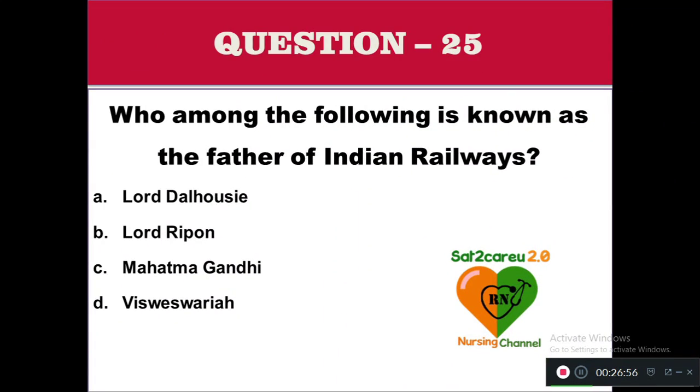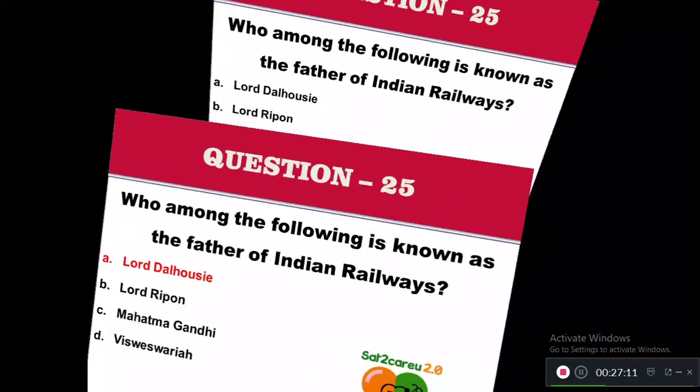Question number 25. Who among the following is known as the father of Indian railways? Option A, Lord Dalhousie, B, Lord Ripon, C, Mahatma Gandhi, D, Visvesvaraya. The father of Indian railways is option A, Lord Dalhousie.